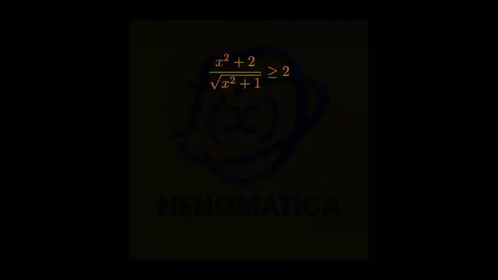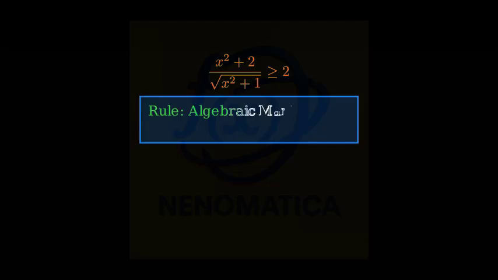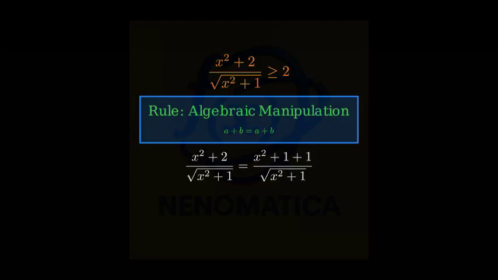Today we'll solve the inequality x squared plus 2 over the square root of x squared plus 1 is greater than or equal to 2. We'll follow a step-by-step approach to find the solution. Let's start by looking at the numerator. We can rewrite x squared plus 2 as x squared plus 1 plus 1. This is a useful algebraic manipulation that will help us simplify the expression.